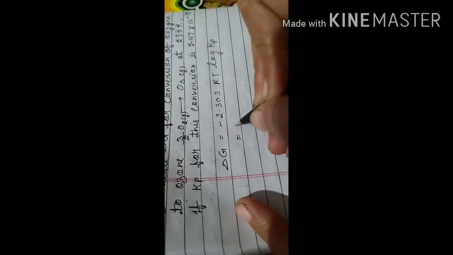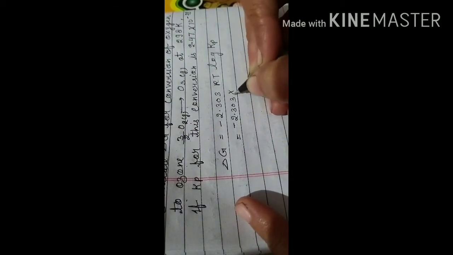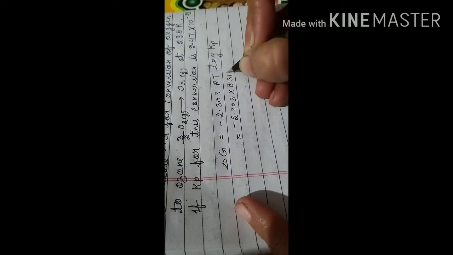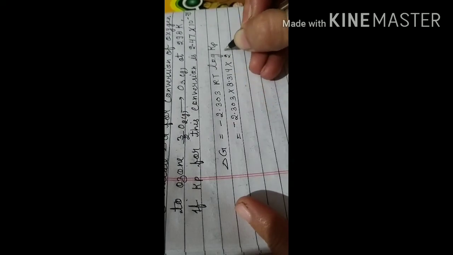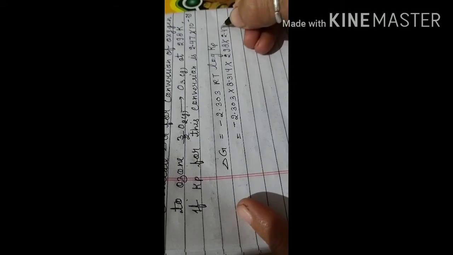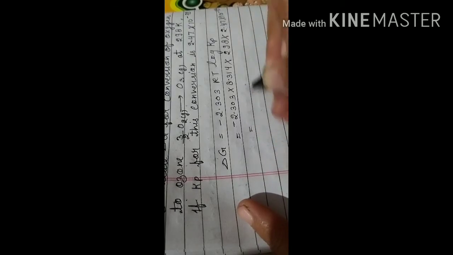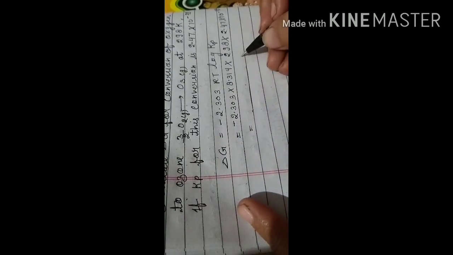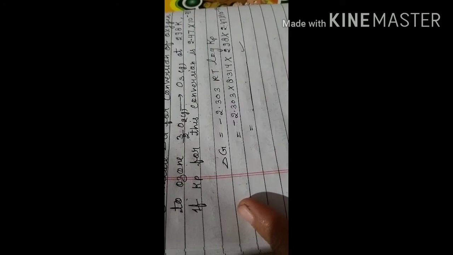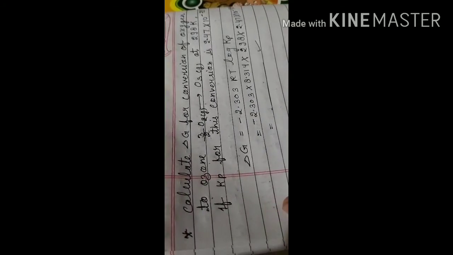Now put all these values there: 2.303, the value of R is 8.314, temperature is 298, and Kp is 2.47 times 10 raised to the power negative 29. After multiplying all these values, you will get the value of the Gibbs energy change. So this is how to solve questions based on this equation. I hope you all have got it.